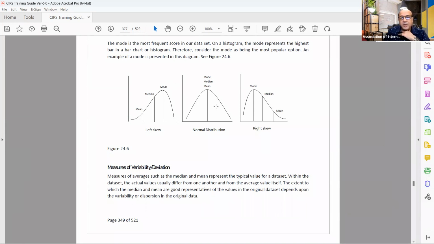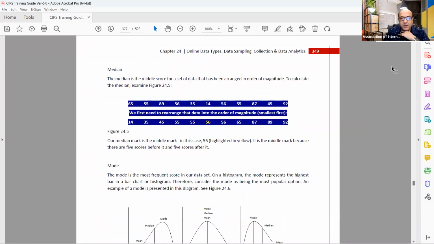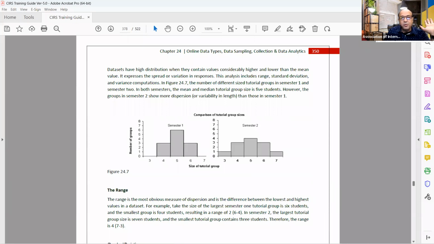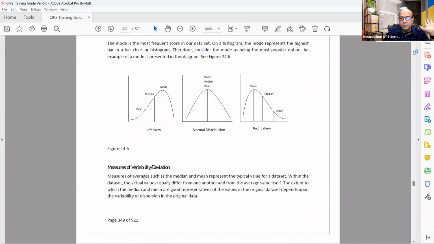So just identify this one and read what it means. The mode is the most frequent score in our data set. The mode represents the highest bar in the bar chart. That's all you have to know. The median is the middle score for the set of data. That's all you have to know, and you have the example. So no question would involve calculating mean, mode, or median.